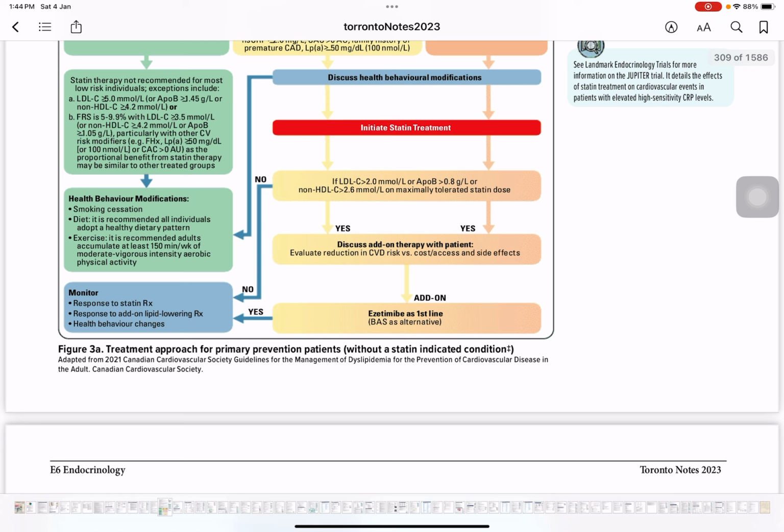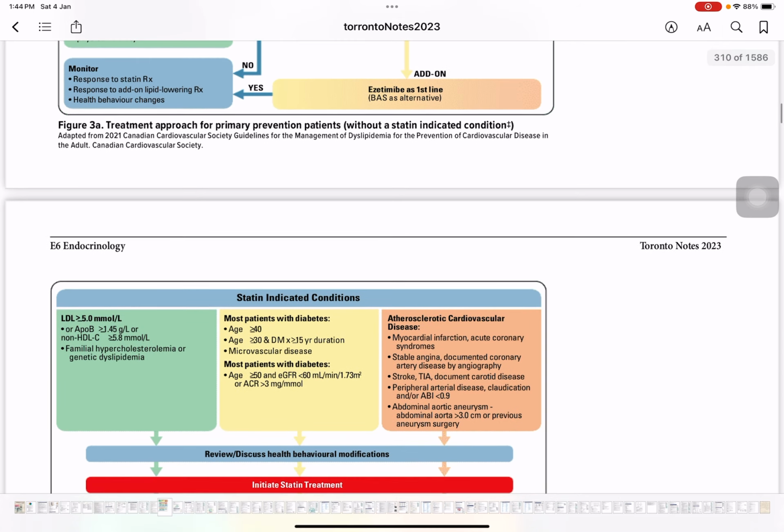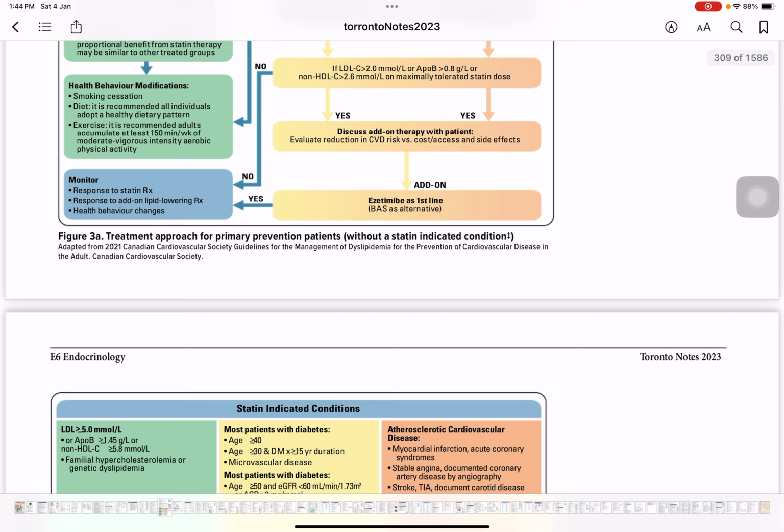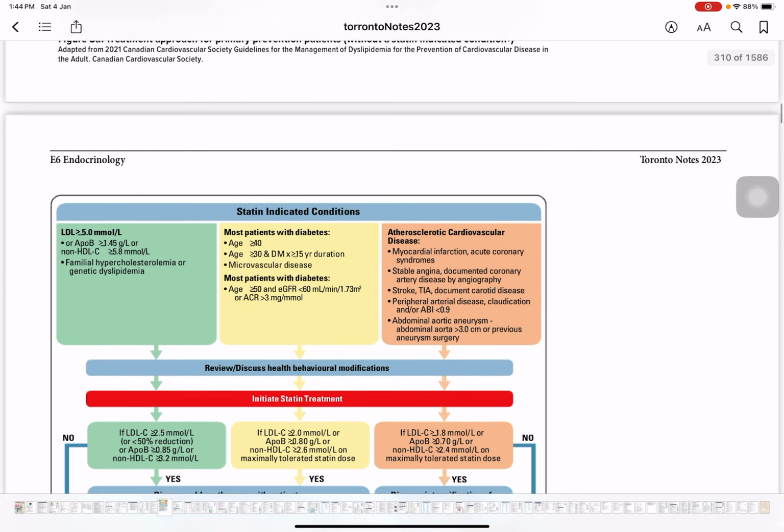What two add-on therapies are you considering? One is ezetimibe, the second one is PCSK9. Okay, so then you will monitor response to statin, response to add-on therapy, and health behavior changes. So these are the combination of three things that you're going to do.